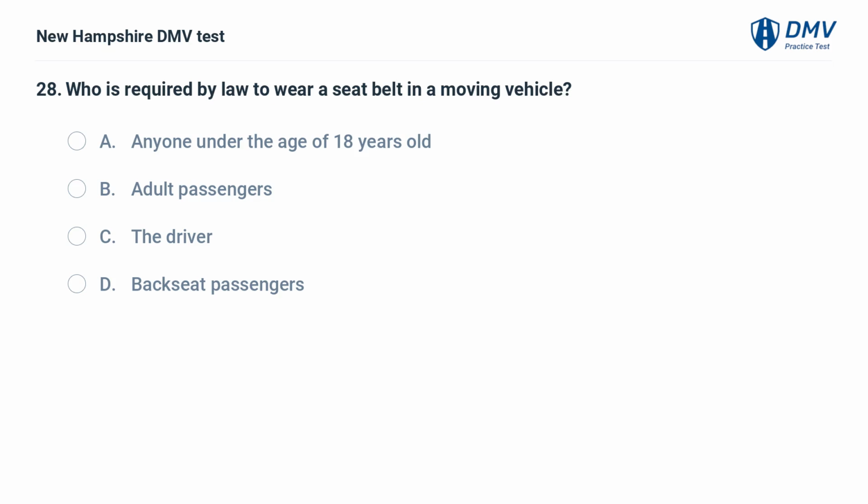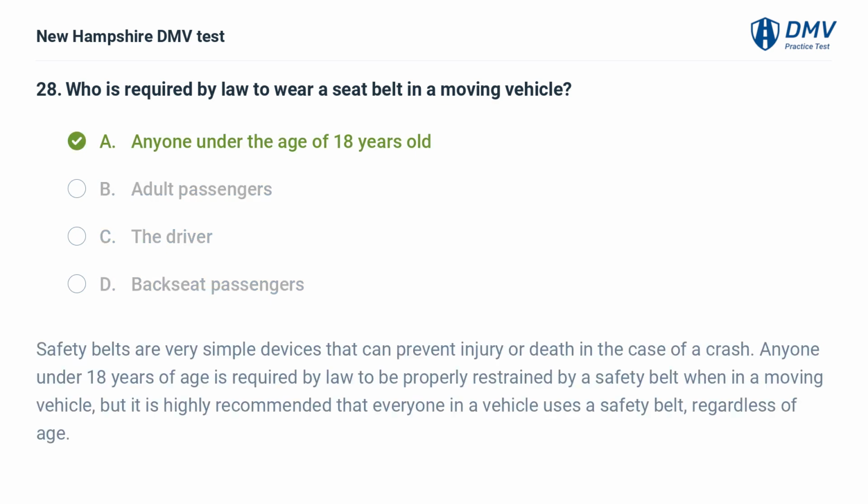Who is required by law to wear a seat belt in a moving vehicle? A. Anyone under the age of 18 years old. B. Adult passengers. C. The driver. D. Backseat passengers. A. Anyone under the age of 18 years old.